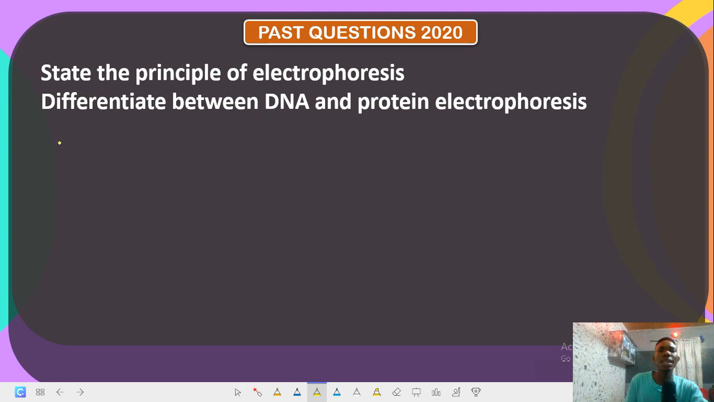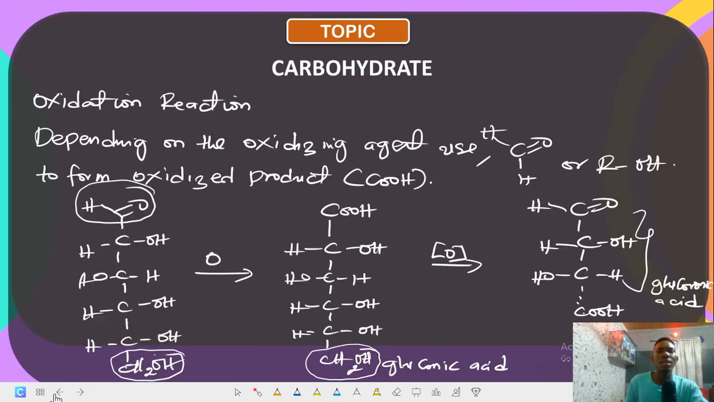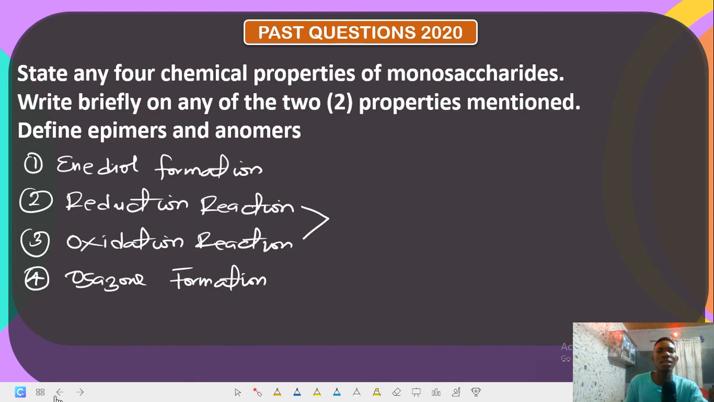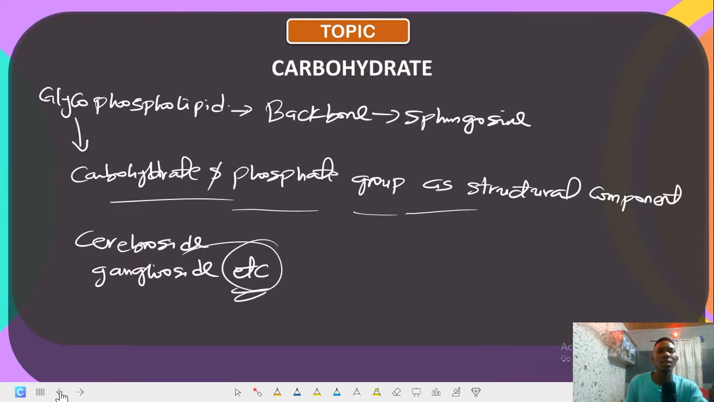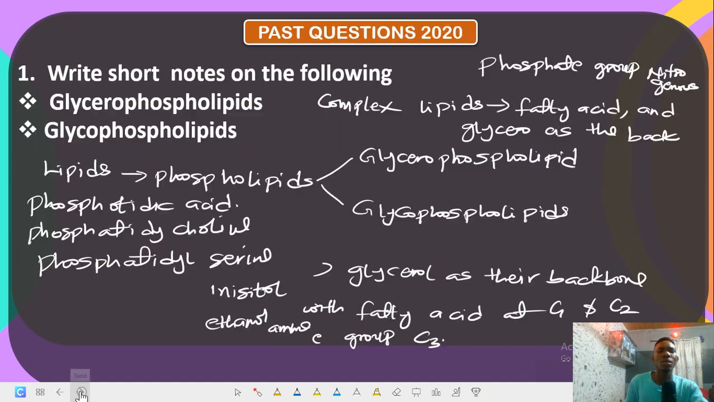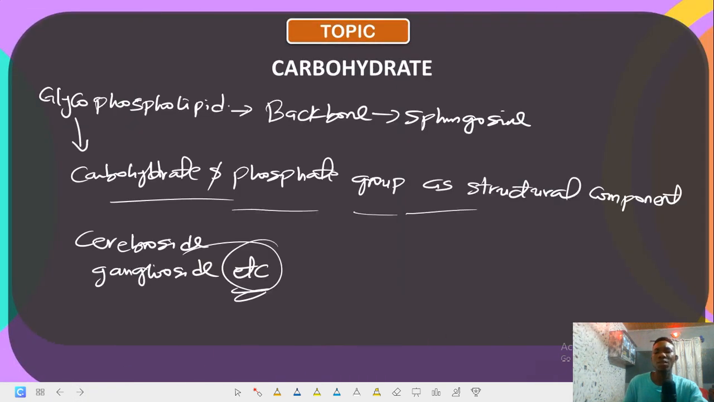Now, electrophoresis. Please, let's go and read that one: the differences between DNA and protein electrophoresis. I've not gone through it, so let me not state what I really don't have much detail about. Then this, we've done this. So that is that for this first session. I will talk about the one of 2019 now.